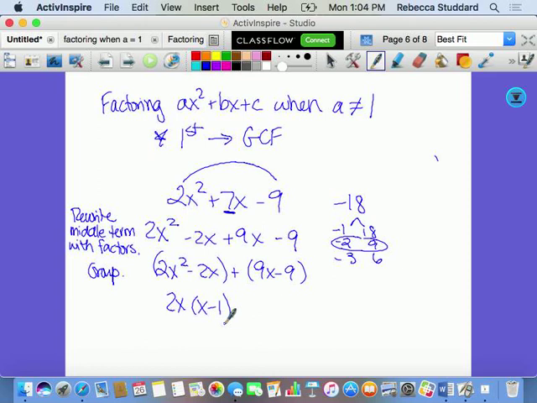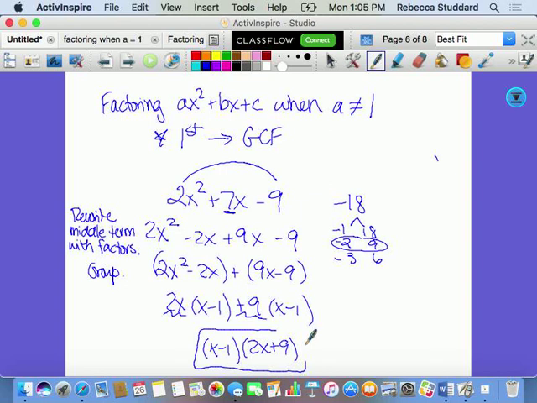What's the GCF of the second group? 9. And that's going to leave me with x minus 1. So my new GCF is x minus 1. And when I take out an x minus 1, I'm left with 2x plus 9.